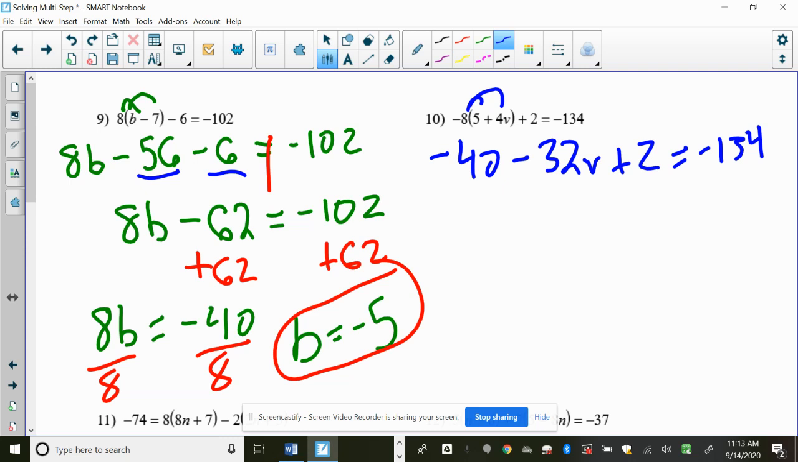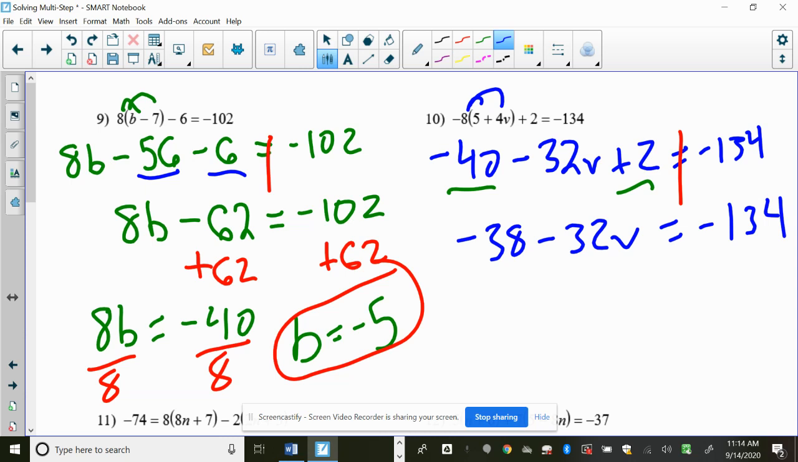Again, now this looks like the problem's at the beginning. So we're going to treat this equal sign as our wall between the left side and the right side. And we look for are there any like terms to combine. So we look at the left. Yes, we can combine negative 40 and plus 2. So negative 40 plus 2, that's negative 38 minus 32v equals negative 134. Now we keep going. Now this could have been a problem from yesterday.